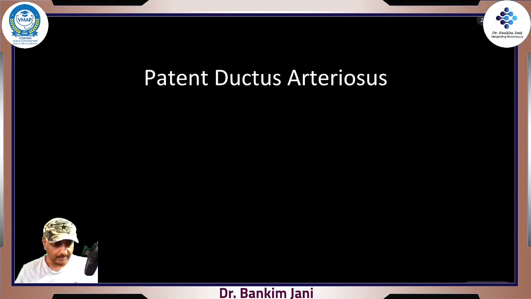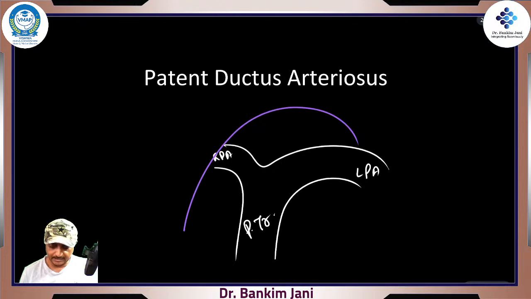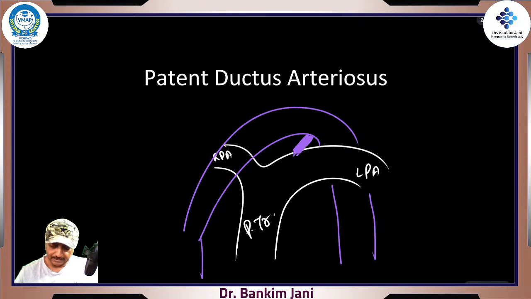Now we talk about patent ductus arteriosus. Very quickly, we know this part, right? This is our pulmonary trunk, the left pulmonary artery and the right pulmonary artery, the main pulmonary artery, and on top of it we have the aorta, the arch of aorta, and there is a development of a duct.